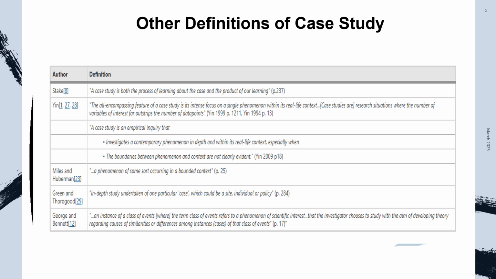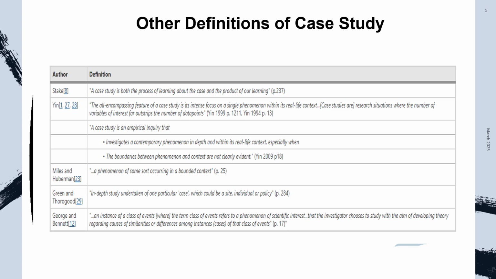So case studies are research situations where the number of variables of interest far outstrips the number of data points. A case study, also according to Yin, can be an empirical inquiry that investigates a contemporary phenomenon in depth and within its real-life context, especially when the boundaries between phenomenon and context are not clearly evident. According to Miles and Huberman, it's a phenomenon of some sort occurring in a bounded context. Green and Thorogood: it's an in-depth study undertaken of one particular case, which could be a site, individual, or policy.